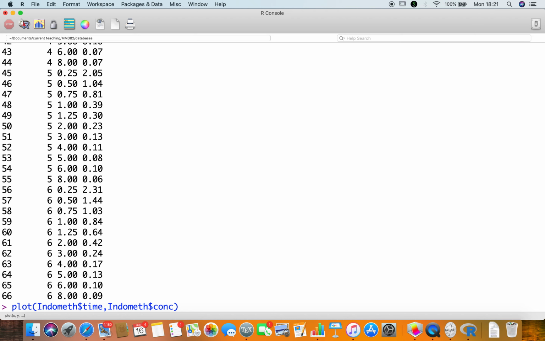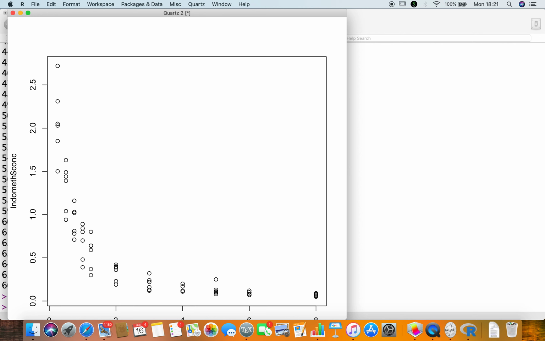We're going to be doing that in a little more detail maybe next week. If something depends on time, it's called a time series, and there's an awful lot of analysis done on time series, and we're going to be doing that separately. Okay, but in this specific case, I'm going to plot concentration versus time, and this is what I get.